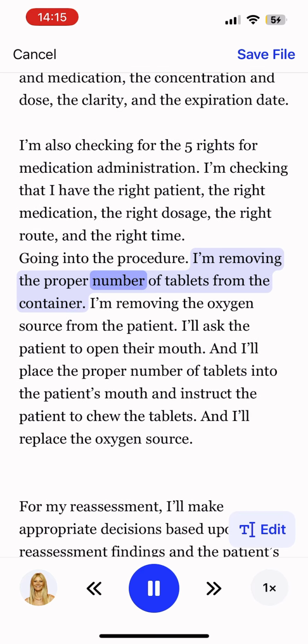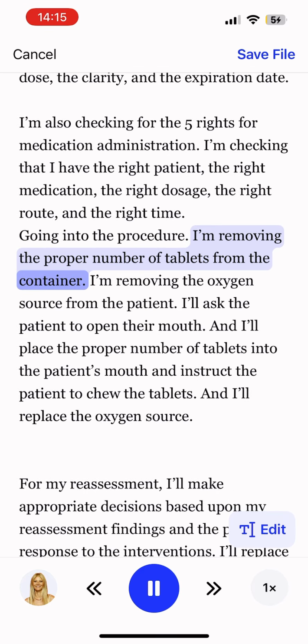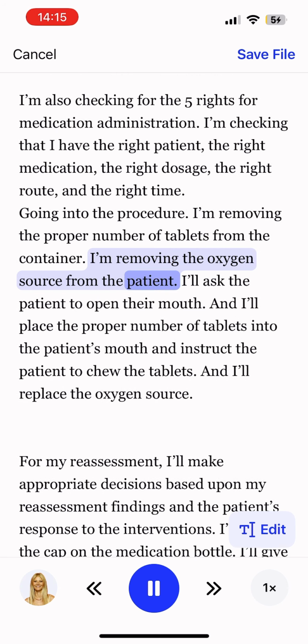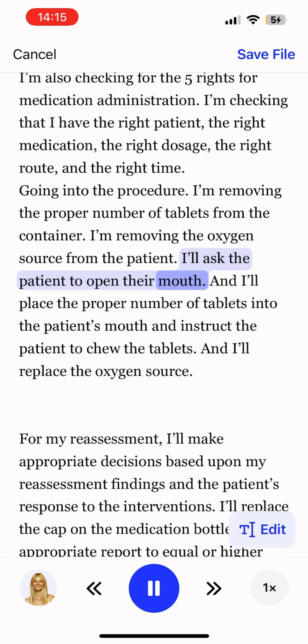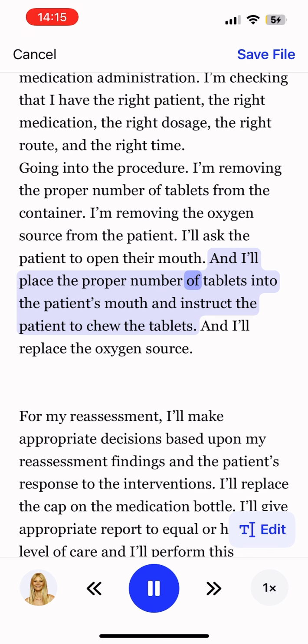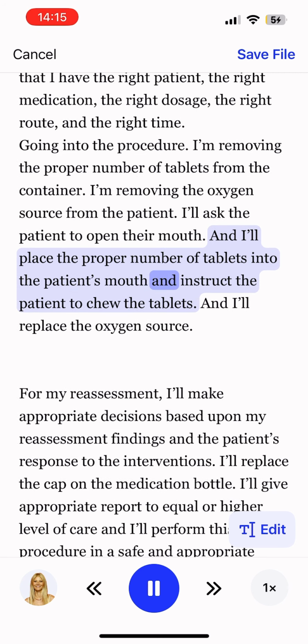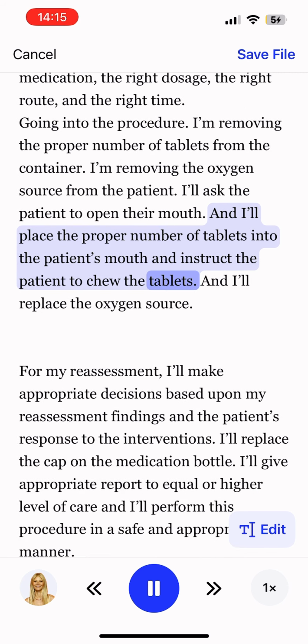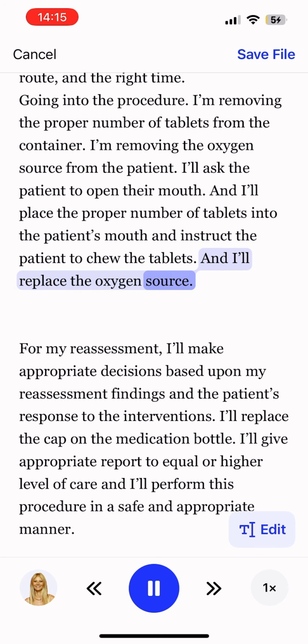I'm removing the proper number of tablets from the container. I'm removing the oxygen source from the patient. I'll ask the patient to open their mouth. And I'll place the proper number of tablets into the patient's mouth and instruct the patient to chew the tablets. And I'll replace the oxygen source.